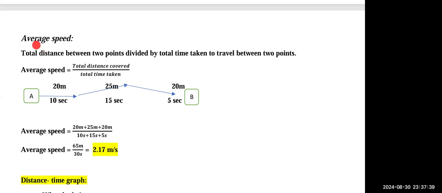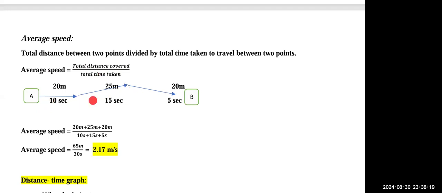So average speed, what is average speed? Total distance between 2 points divided by total time taken to cover between 2 points. It means there are different paths in which a body is moving, and each path is covered in different time intervals. So in that case, we use the term average speed. We never use the term only speed here. Average speed is equal to the total distance covered by the object divided by the total time taken.